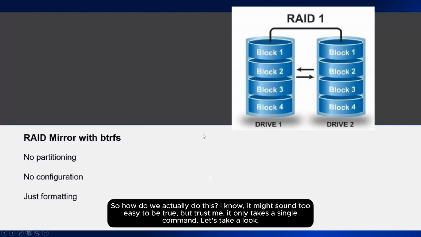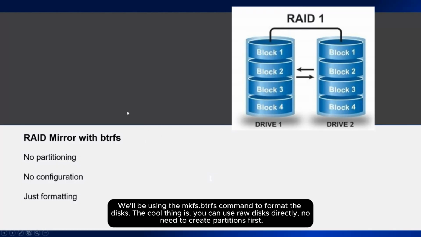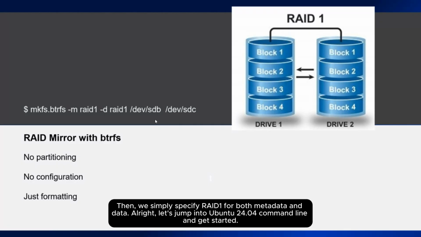Let's take a look. We'll be using the mkfs.btrfs command to format the disk. The cool thing is you can use raw disks directly. No need to create partitions first. Then we simply specify RAID 1 for both metadata and data.